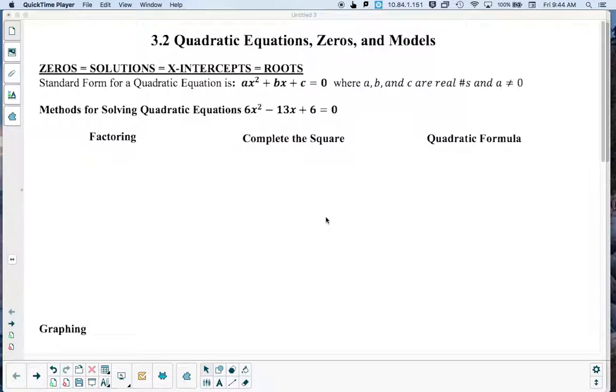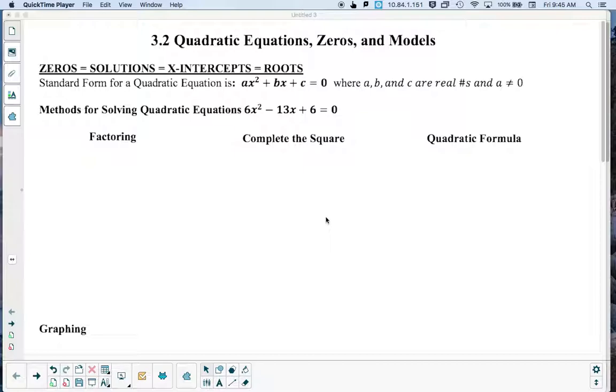Something that I really want to be sure everyone knows is that anytime we're talking about zeros, solutions, x-intercepts, roots, all of these words at the top of this page, they are all synonyms to each other. We are going to do the exact same thing to find our zeros, solutions, x-intercepts, and roots. It's just we use different vocabulary depending on what context we're talking about.